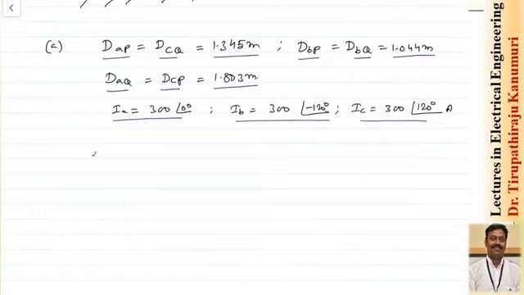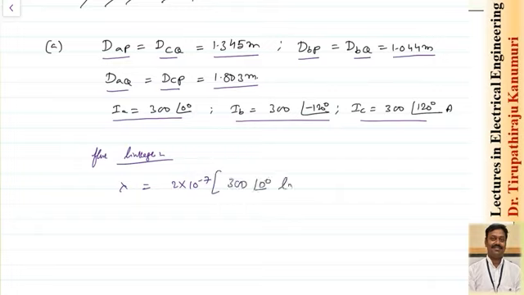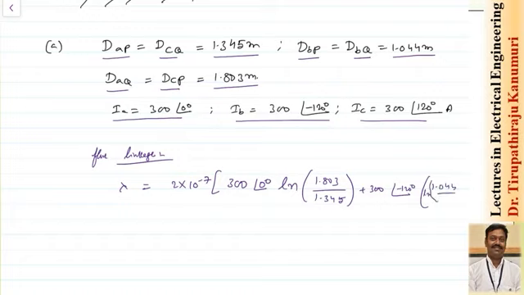Let us try to calculate the flux linkages, which we have seen in the last class. The flux linkages can be written as 2 into 10 to the power of minus 7 into the value of IA, 300 at an angle of 0 degrees, into ln of the distance of conductor A with respect to Q, DAQ, 1.803, divided by DAP, 1.345. Plus the second one, 300 at an angle of minus 120 degrees, and this distance will be B with respect to Q and B with respect to P, both are 1.044. So this will become ln of 1.044 divided by 1.044.